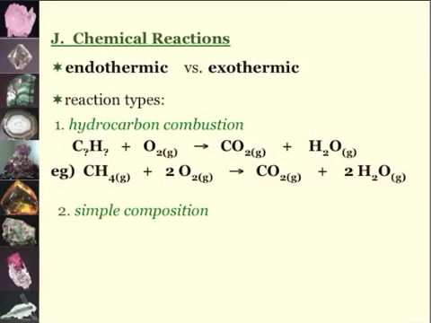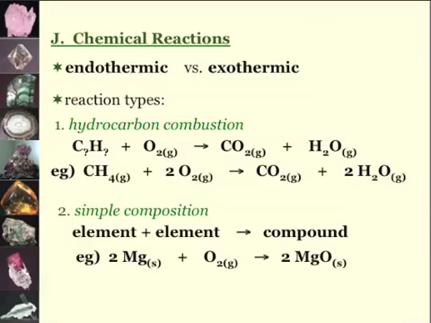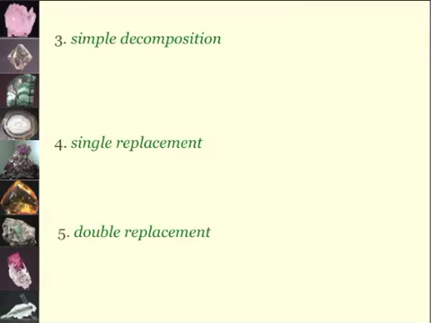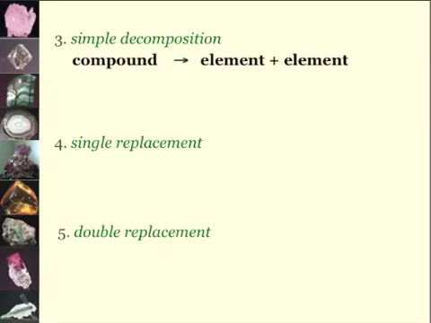Next we have a simple composition. In this case we've got two elements. They're going to come together to form a compound. So here we've got magnesium and oxygen coming together there. Okay? Simple decomposition is where a compound breaks down into two elements. So here we've got water is going to be broken down into hydrogen and oxygen.